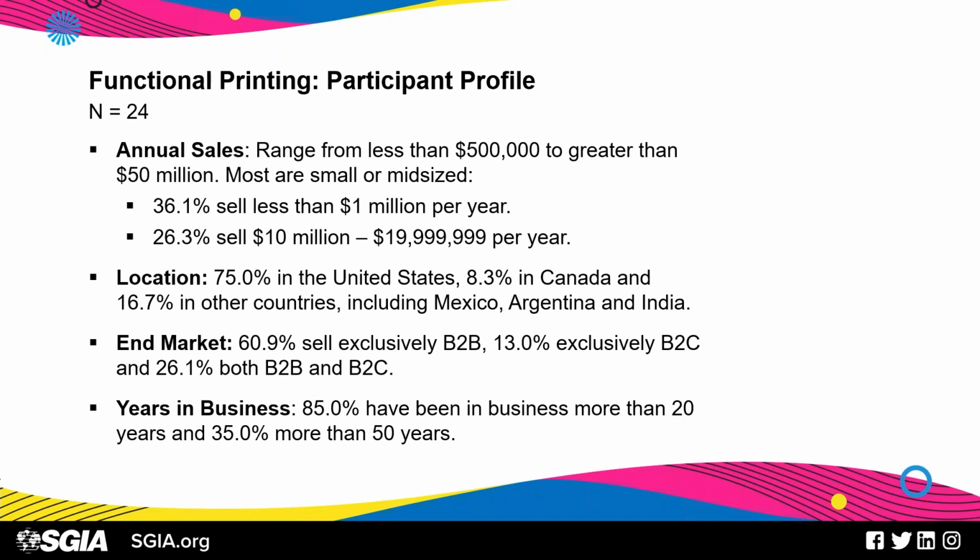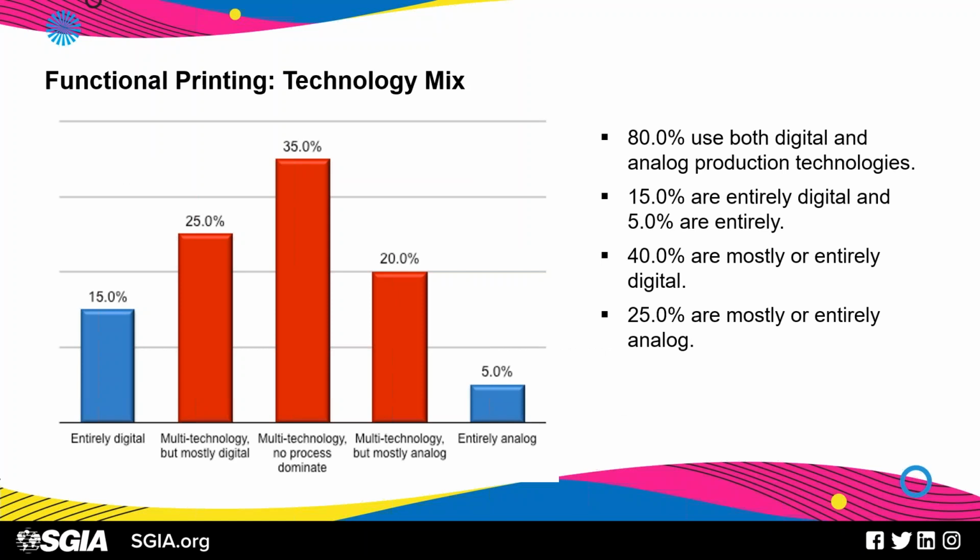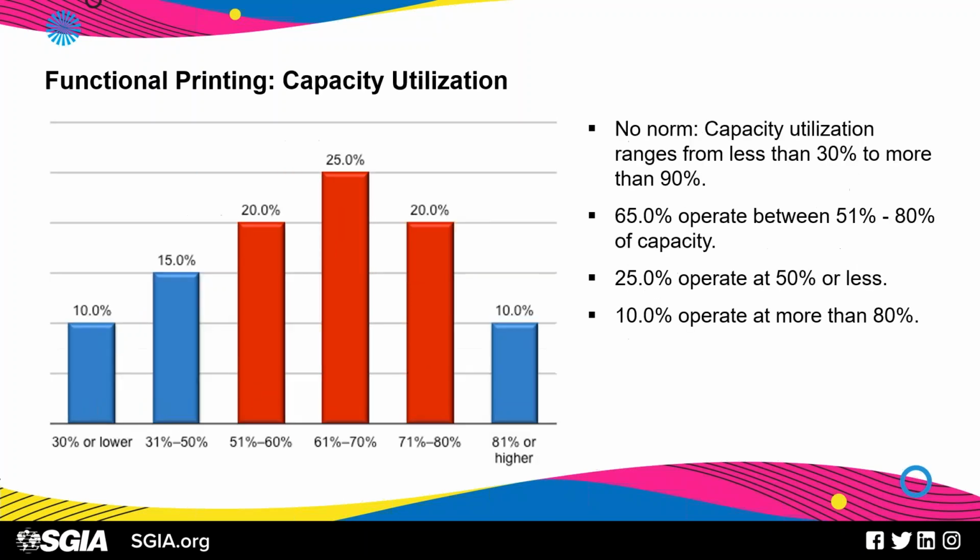Technology mix. 80%, you can see the 3 red bars in the middle, use a combination of digital and analog production technologies. Neither technology is dominant for 35%. 40% are mostly or entirely digital, and 25% are mostly or entirely analog.